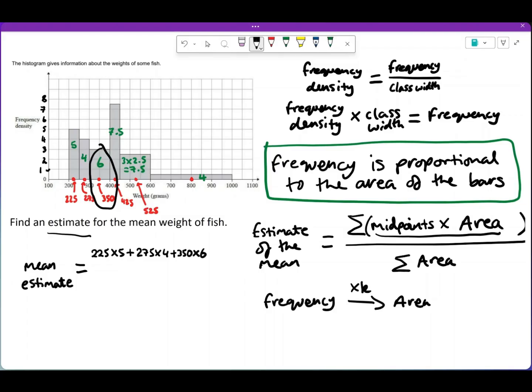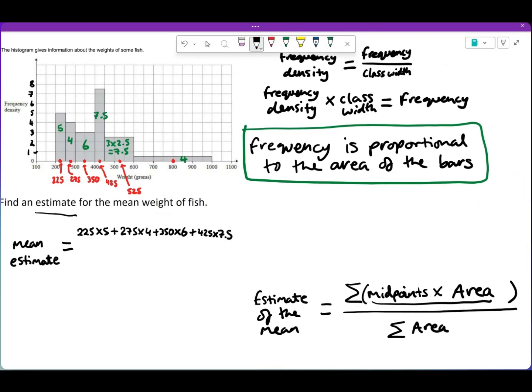And then for my bar after that, we have 7.5 and 425. So we're going to add 425 multiplied by 7.5. Then moving on to my next bar, we have 525 as our midpoint, and then we're going to multiply by the area, which is 7.5. And then for my final bar, we've got a midpoint of 800, and we're going to times by our area, which was 4. So that is the numerator of my formula complete.